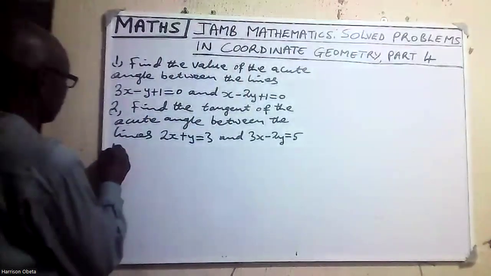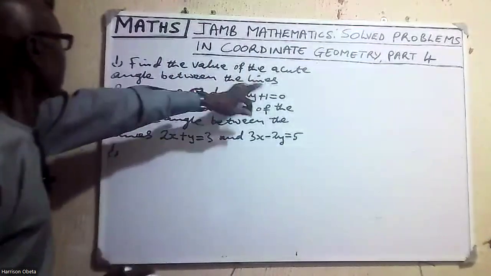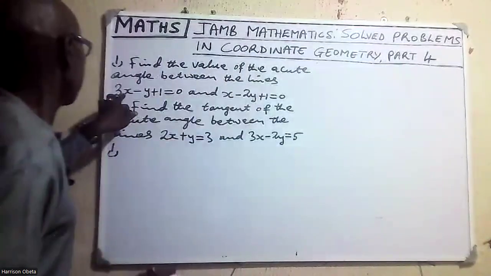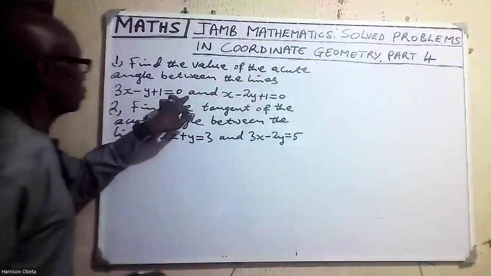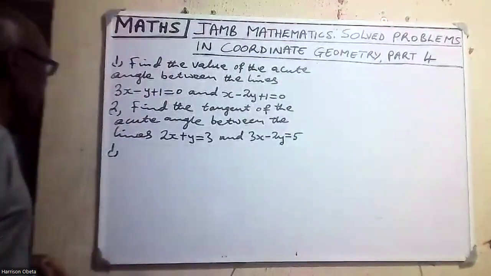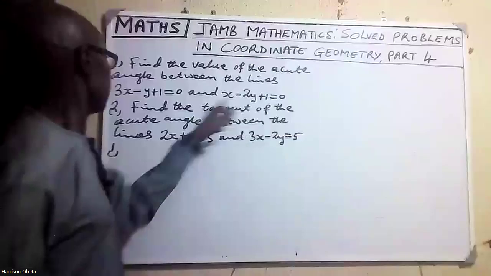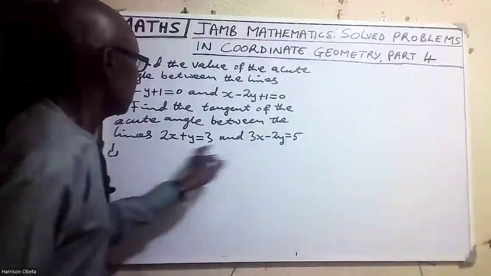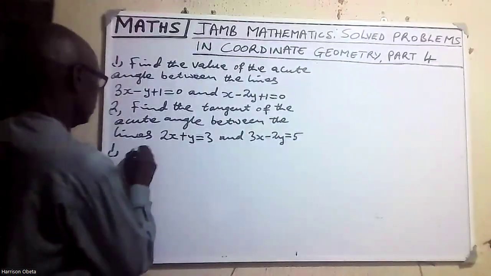Question number one, we have to find the value of the acute angle between the lines 3x minus y plus 1 equal to 0 and x minus 2y plus 1 equal to 0. And number two, we have to find the tangent of the acute angle between these two lines. Solution.